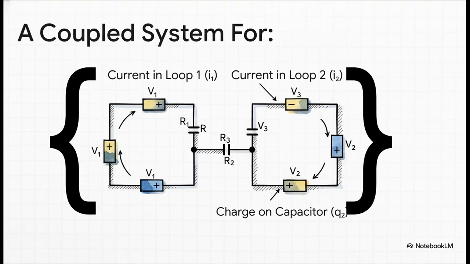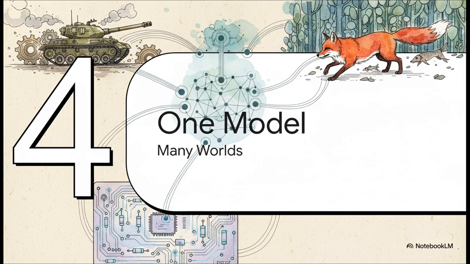So when you start applying the fundamental laws of electronics, things like Kirchhoff's laws, to these multi-loop circuits, you don't just get one tidy little equation. You naturally end up with a system of equations. They link the rates of change of the currents in each loop, sometimes even the charge on a capacitor. Again, you just can't analyze one loop in isolation. It's impossible.